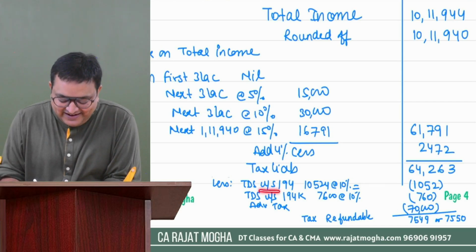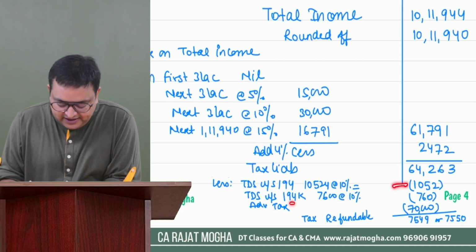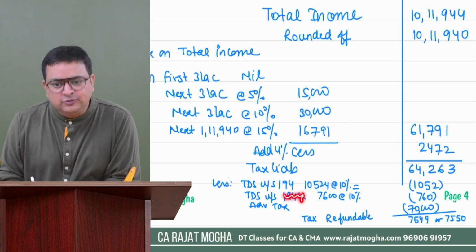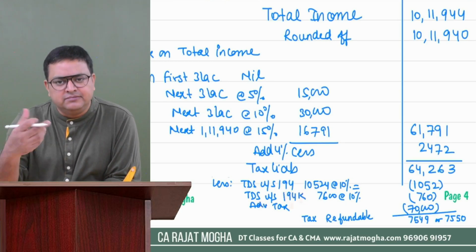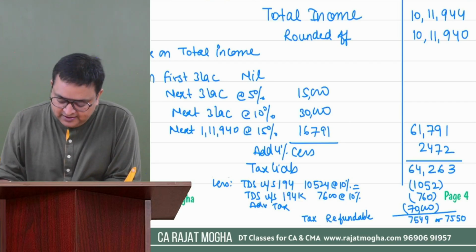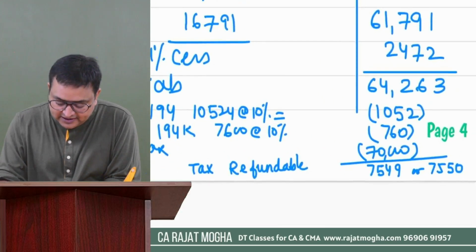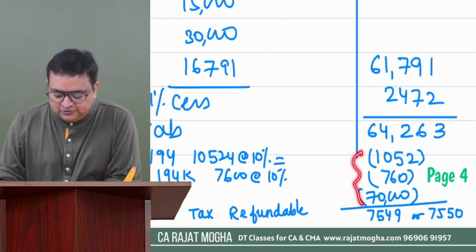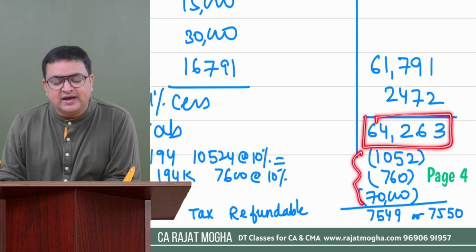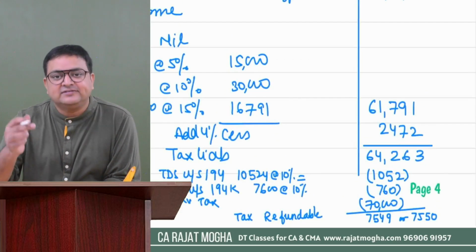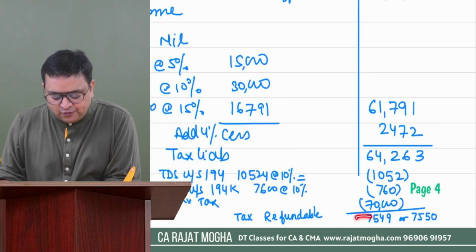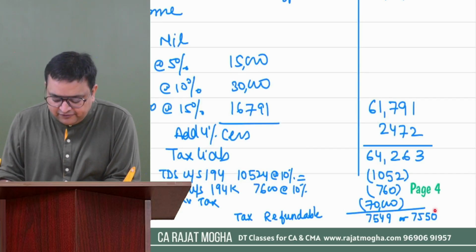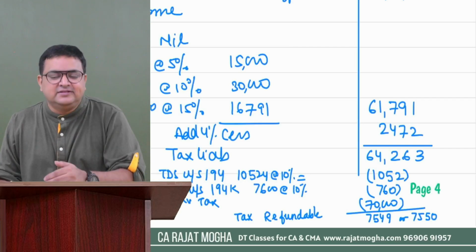So this is TDS under section 194, it was 1052. TDS under section 194K. Even if you don't remember this section number, it's okay. You can simply write TDS on UTI units, 760, and there was advance tax of 70,000. So here you have actually paid extra tax. Your tax liability was 64,263 and you have paid more, so there would be a tax refundable. How much is it? 7549, or you can round it off to 7550. So this is the tax refundable in this case.